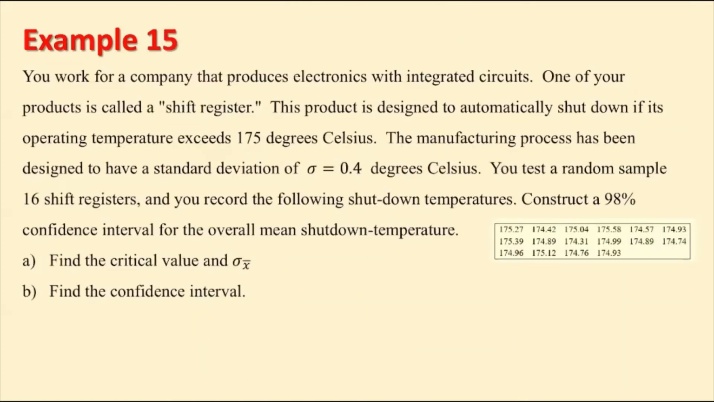Example 15 now. Let's see what we have in example 15. This one looks a little different, but not very difficult. You work for a company that produces electronics with integrated circuits, or IC circuits. One of your products is called a shift register. This product is designed to automatically shut down if its operating temperature exceeds 175 degrees Celsius. The manufacturing process has been designed to have a population standard deviation of 0.4 degrees Celsius.